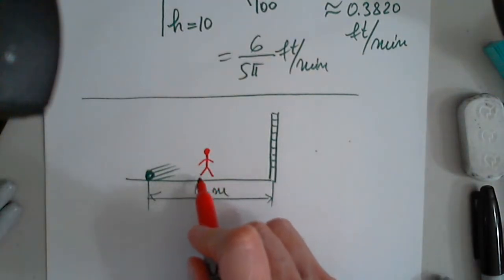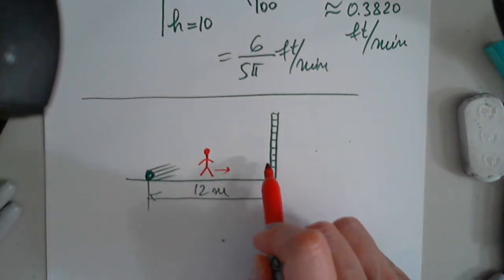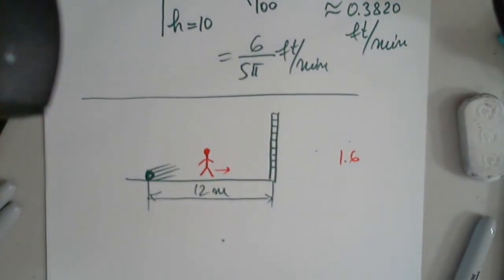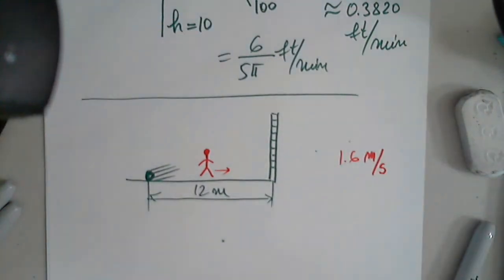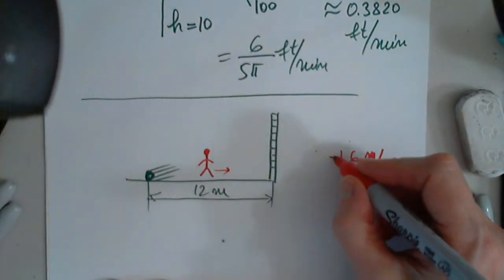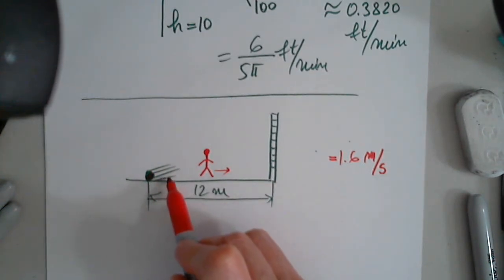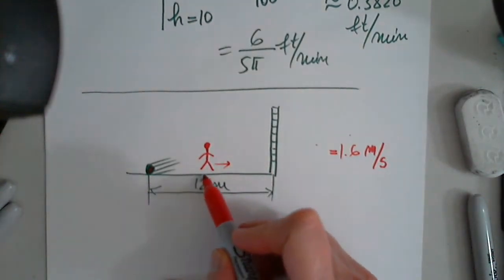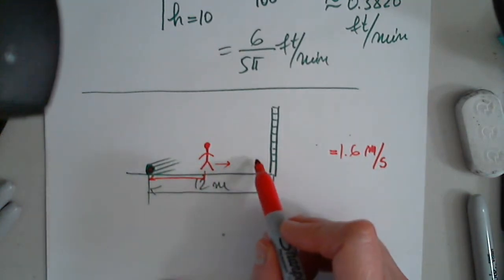So he walks in this direction from the spotlight towards the wall. And we are given it says at a speed of 1.6 meters per second. I have to stop and see what this means. So the person started here next to the spotlight and walked towards the wall. So this is the distance covered by the person at any particular instant.